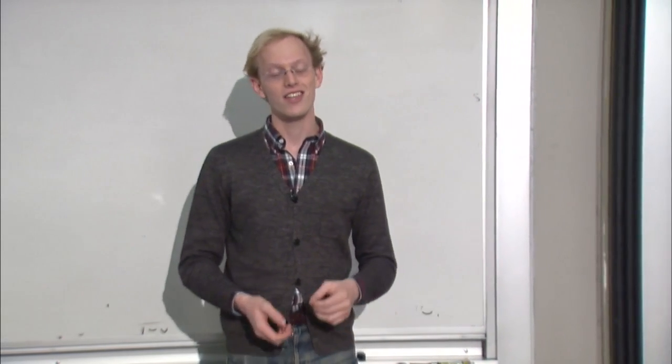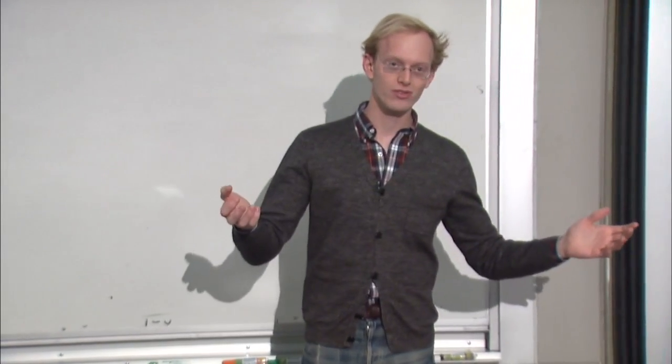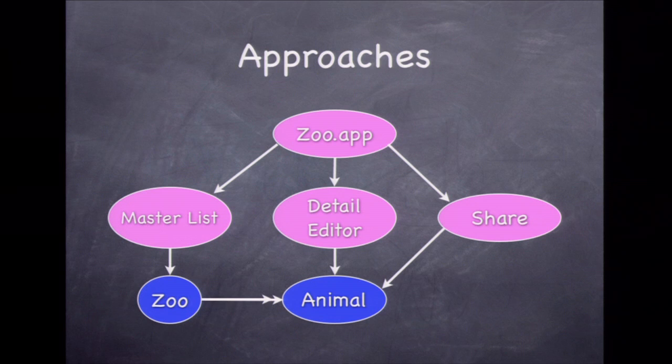Say that this is an app, this is a Zookeeper app, and it's the one that we're going to be working with today. And the Zookeeper app has a list of animals, and then it's got a little editor for each animal. Maybe it's got a share button. The controllers are in pink, as is the convention. And then there's models for the zoo, for the animal. And those are shown in blue here. And as we're developing this app, there are a few different ways we could go about testing stuff.